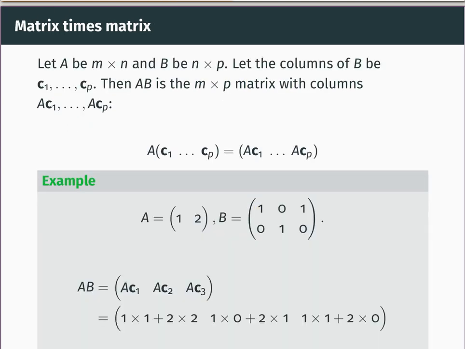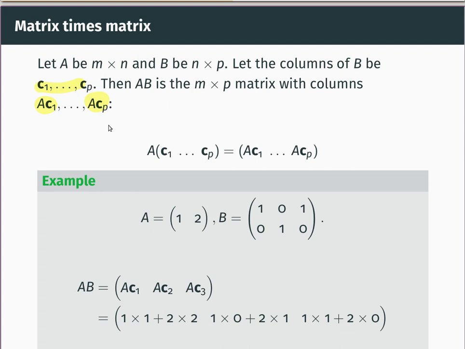Right, we're now ready to give our most general definition of matrix multiplication. So we take a matrix A, which is M by N, and we take a matrix B, which is N by P. That means the number of columns of A is the same as the number of rows of B. In this case, if we fix some notation, we'll say that the columns of B are C1, C2 up to CP, and then we define the matrix product A times B to be the M by P matrix whose columns are A times C1, A times C2, up to A times CP.